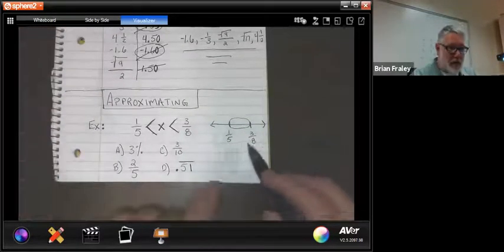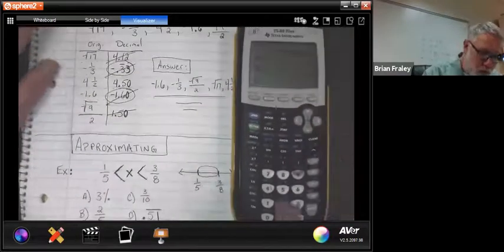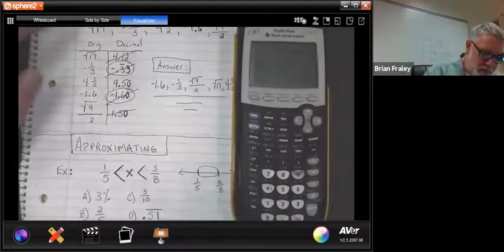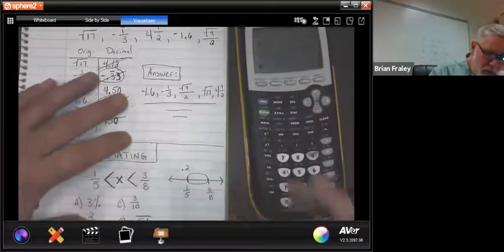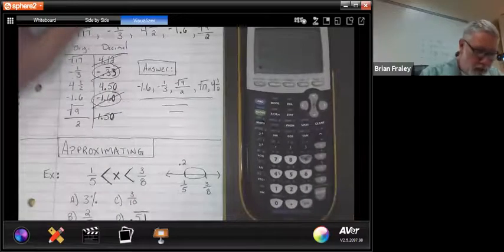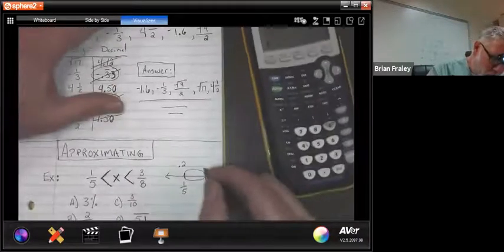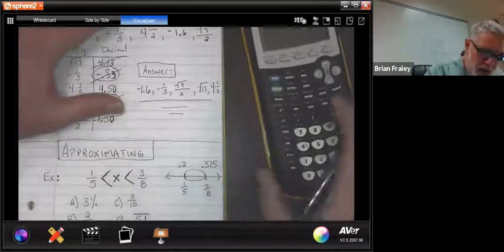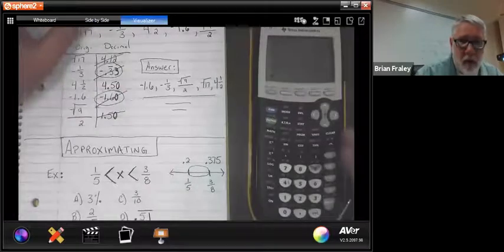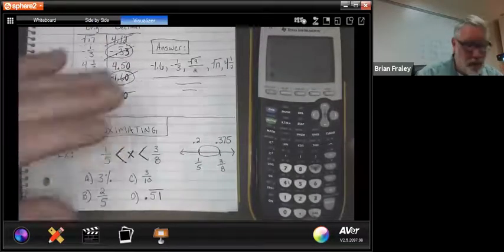So we got to convert these guys to decimals first. And when I do that, I do 1 divided by 5. I get 0.2. I'm going to put 0.2 up here. I'm going to put my decimal values up there. 3 divided by 8. Oh my gosh, that gave me a weird number. That gave me 0.375. Okay. And then we're going to go ahead and convert all of our answer choices.